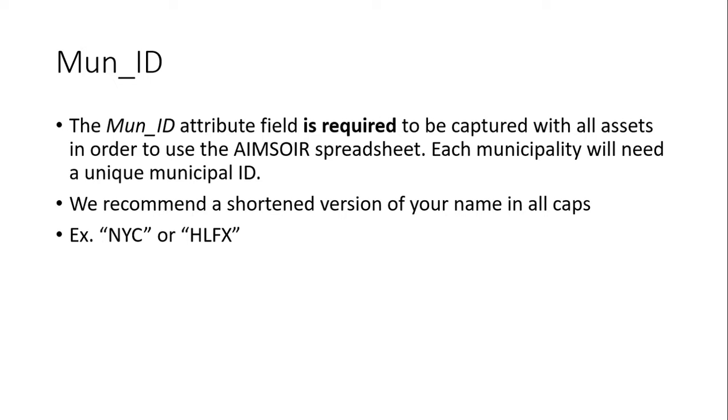First up is mun_ID, and this is short for municipal ID. This field is required to be captured with all your assets to use the spreadsheet. This is especially important if you're taking care of multiple municipalities within a single AIMSOIR spreadsheet. You should ensure that each municipality has its own unique municipal ID. We recommend the shortened version of your municipal name in all caps. So for example, for New York City, potentially NYC, or for Halifax, HLFX.